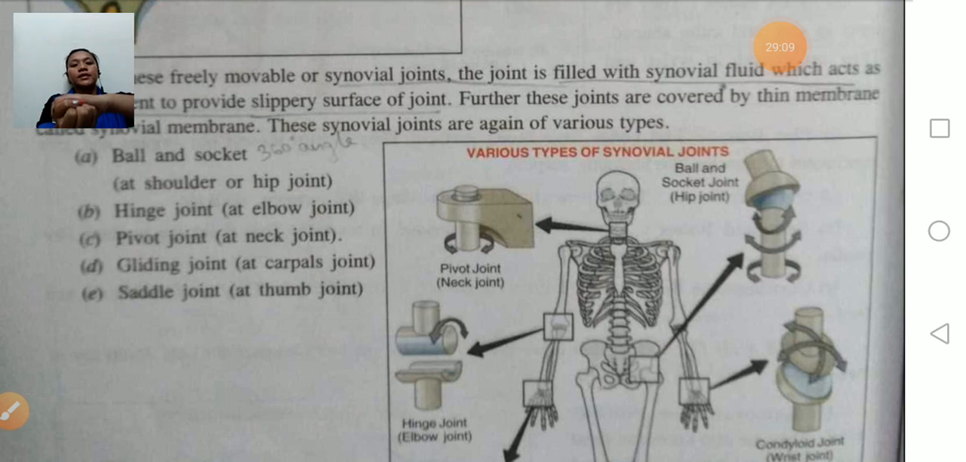The other bone rests on it, like a horse rider on a horse. Next is the condyloid joint, which is present in your wrist. It provides flexion, extension, abduction, adduction, and circumduction movement.